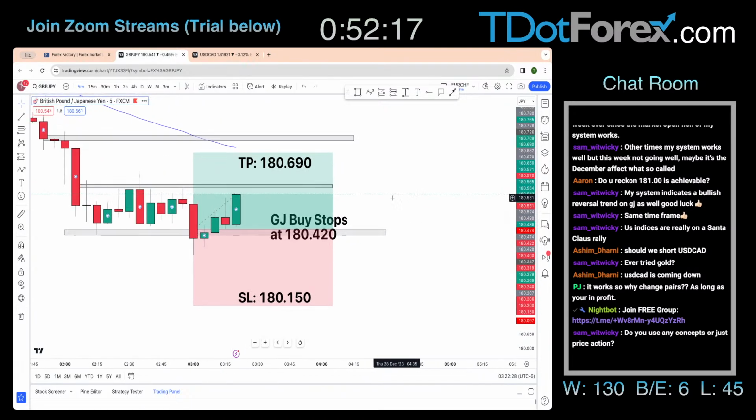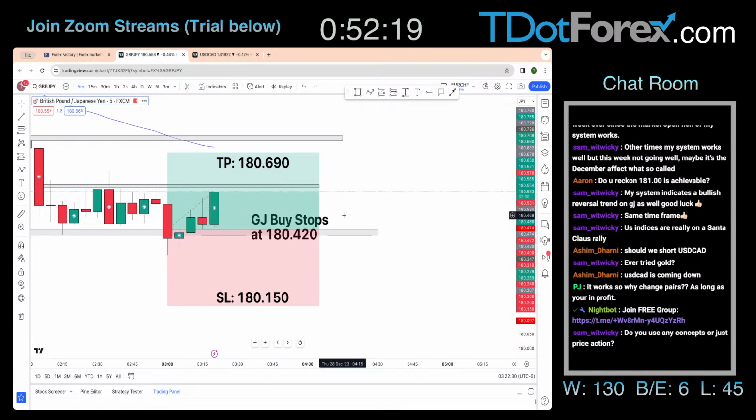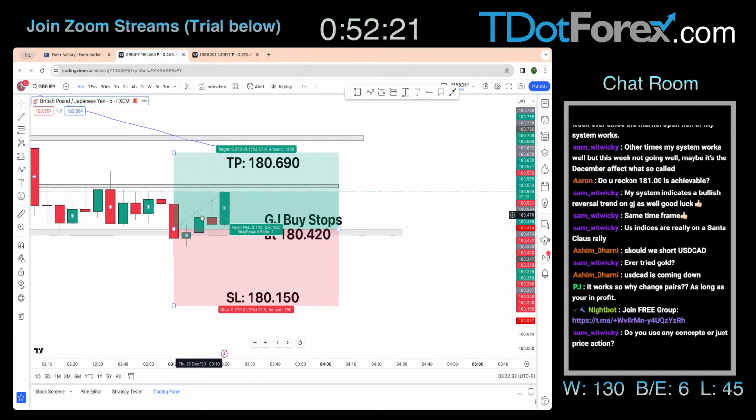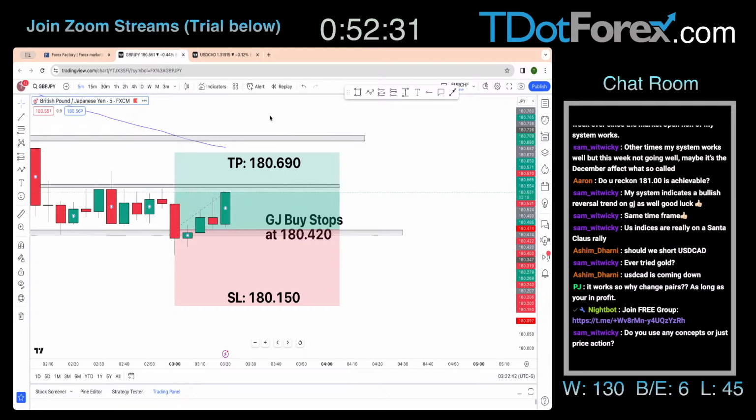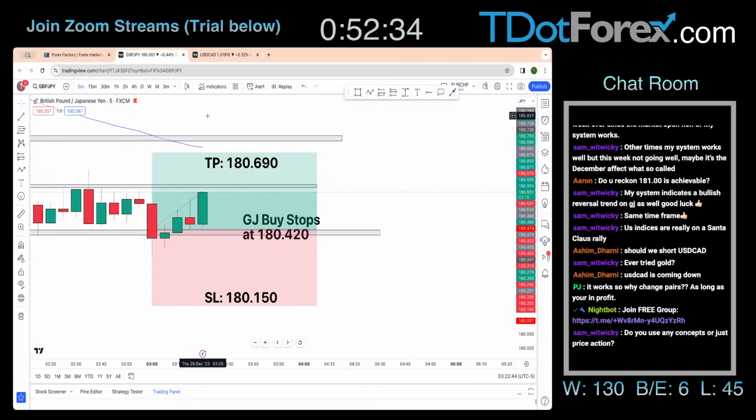So again, kudos to everybody that held on here, guys. You know what, guys? Everybody in the chat, who's holding on to GJ right now? Let's hear it. Close half at 12 plus pips. Rest to break even. Excellent. Perfect. There we go. We got a nice run going here.